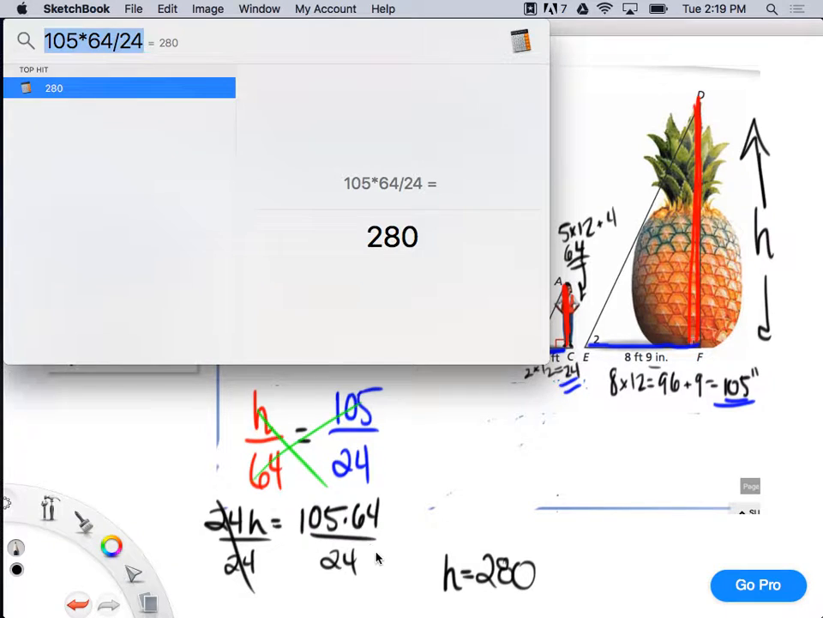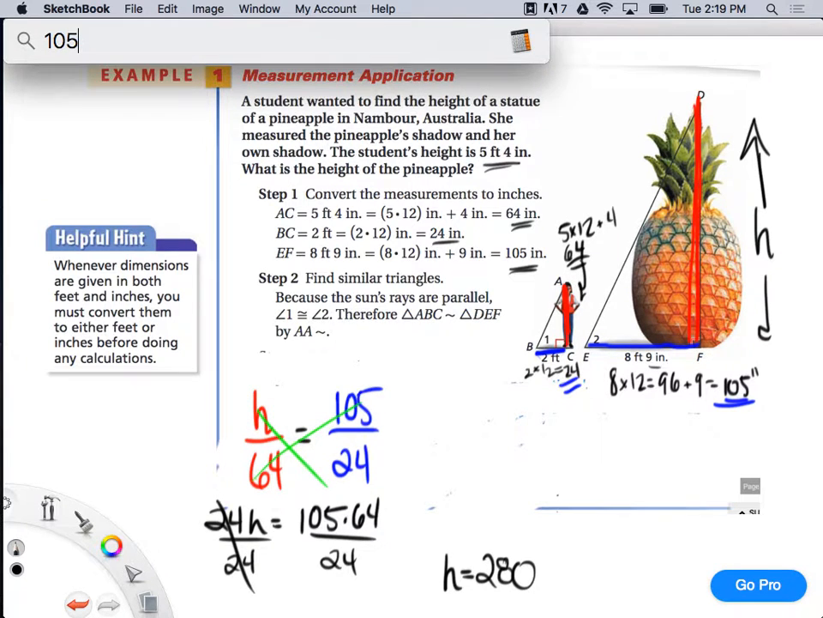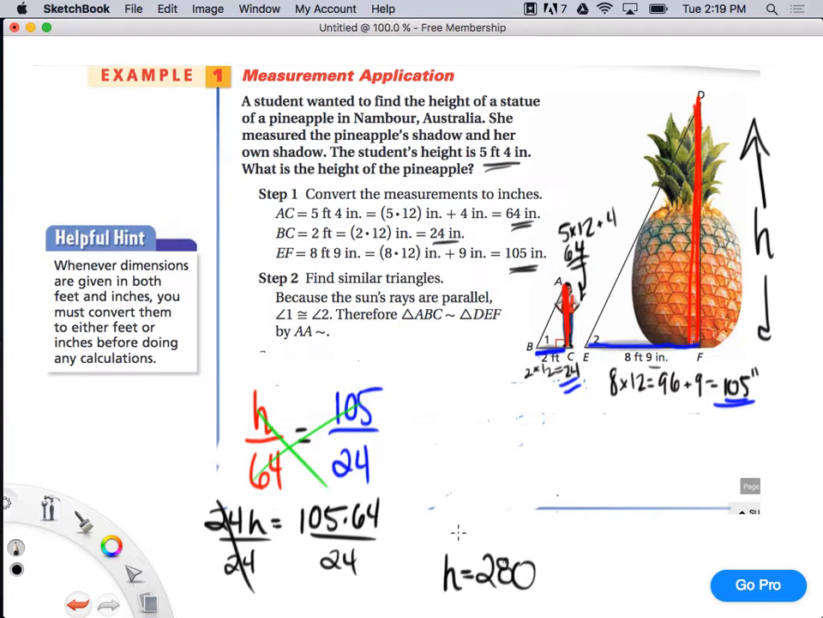Wait. So then it's 280 divided by 24. No. So I did 105 times 64. Yeah. So 105 times 64 is 6720. So it becomes 6720 over 24, which is 280. Does that make sense? Why didn't you write it then? Just because I skipped a step. Okay. Sorry. You're good. Okay, so H equals 280. All right? So H is 280, right?